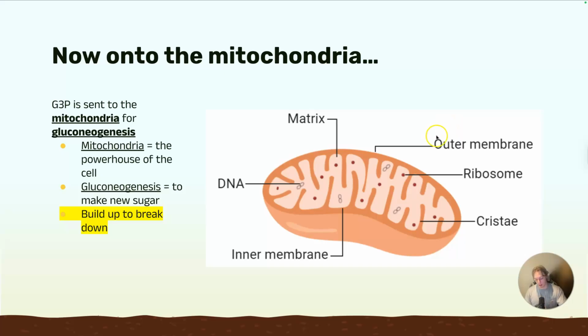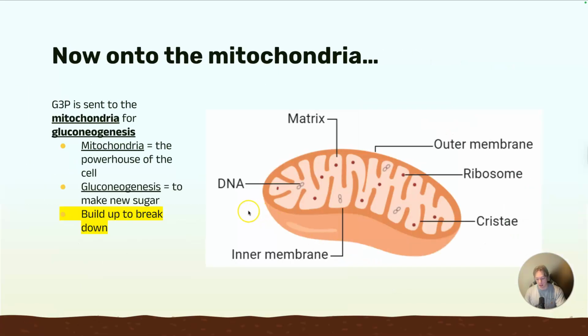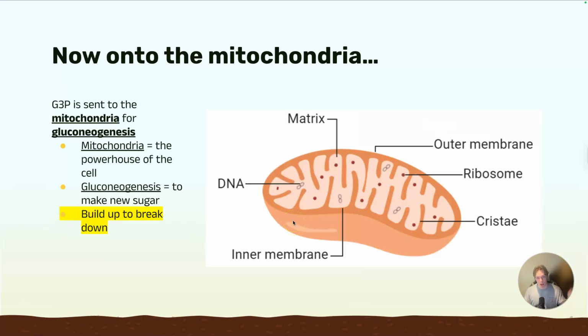So that G3P, this one little thing down here, this 1 glyceraldehyde 3-phosphate, is then being sent to the mitochondria for gluconeogenesis. For those of you who are familiar with the mitochondria, whether it be in this course or a different one, it's the powerhouse of the cell. That's where all of our energy is being made. So we're now leaving the chloroplast and we're going to the mitochondria. So we're leaving structures to make more and more energy in a process called gluconeogenesis.